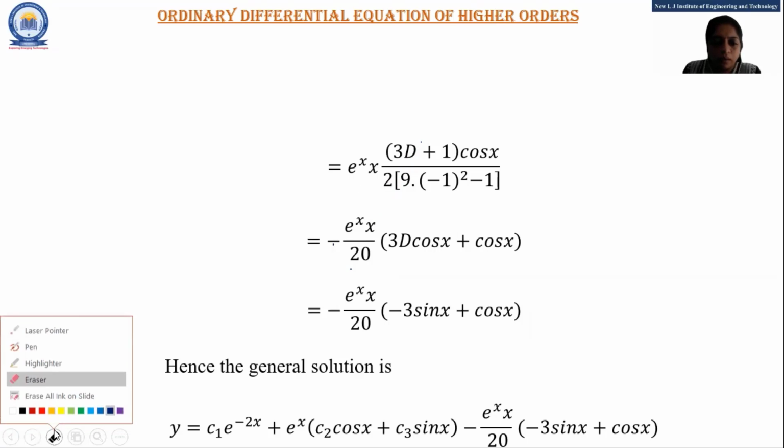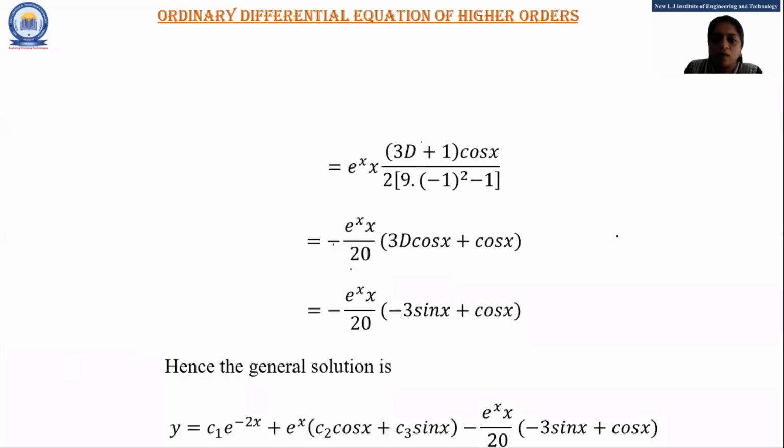In the numerator, 3D into cos x and 1 into cos x. So D of cos x, that is minus sin x, right? So this is my PI, particular integral. Hence the general solution is CF plus PI. Now got it, students? Any doubt?